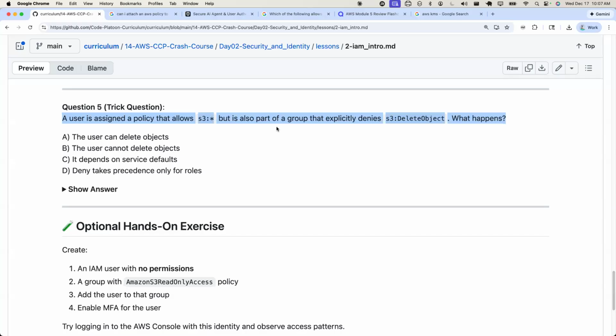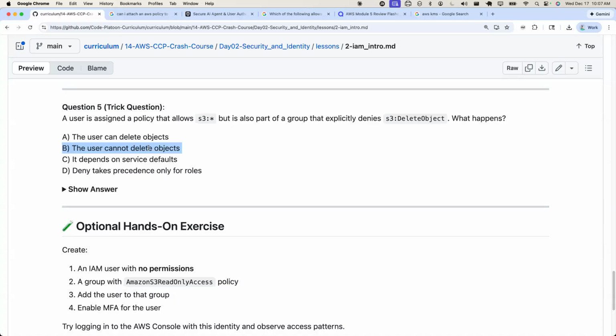Say, yeah, I would say, all right, so the user is assigned a policy that allows S3, but also a group that explicitly denies. So I would say they have access to S3, but they can't delete objects on S3. So I'd say B, the user cannot delete objects.